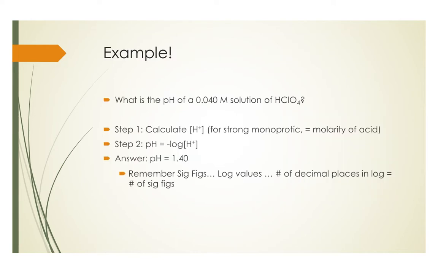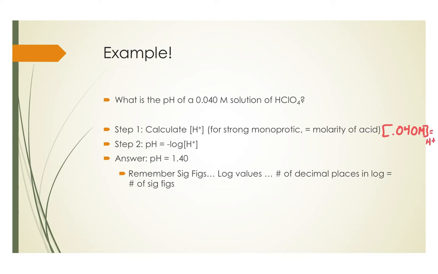All right, so as an example, what is the pH of a 0.040 molar solution of HClO4? Step one, go ahead and calculate the concentration of the acid. Since it's a strong monoprotic acid, that's the molarity of the acid. So in this particular case, the concentration of H plus is 0.040 molar.